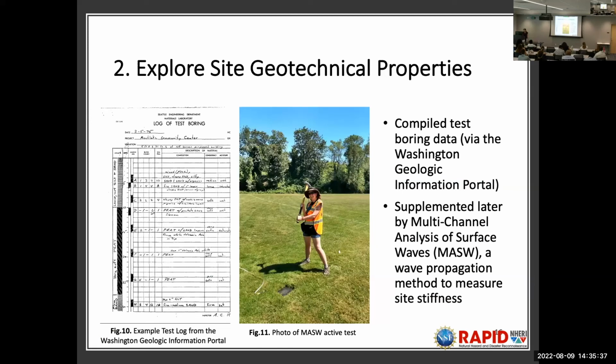And then secondly, I started learning about the site's geotechnical properties from available boring logs on the geologic information portal. This was supplemented later by a method called MASW, or multi-channel analysis of surface waves, when my advisor came, because it's a two-person job to complete since it's really heavy. Basically, we use a sledgehammer to generate active sources of waves to ultimately measure site stiffness with depth.